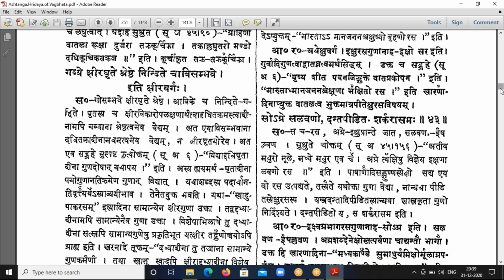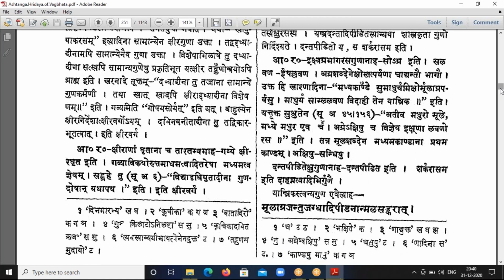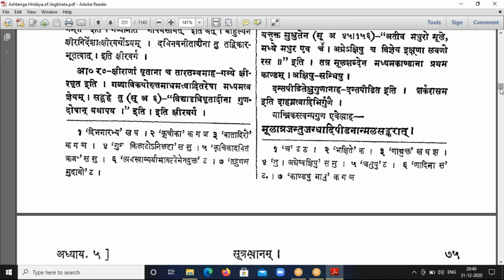Then dandapiditah sharkara samaha. When you chew the stem, dantapiditam, with your own teeth, it is as sweet as Sharkara Samaha, sugar. It is as sweet as sugar. Then next we find, when this whole stem is pressed in a mechanical expeller, what is going to happen?